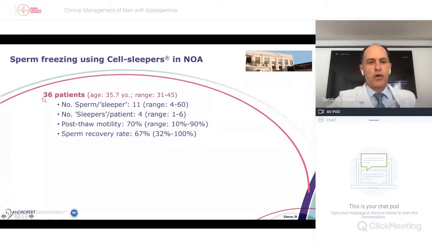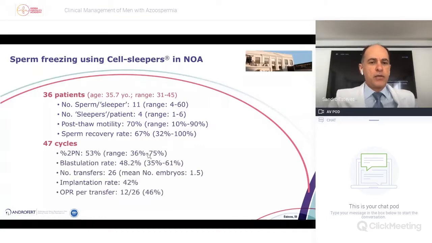Now we have more than that, but this is a report of 36 patients in which we included, on average, 11 sperm per sleeper, ranging from 4 to 60, about 4 sleepers per patient, 1 to 6, the post-thaw motility 70%, and sperm recovery rate around 67%. According to our data, comparing these results with the conventional freezing method, we have achieved higher recovery rate and post-thaw motility with the cell sleeper method.